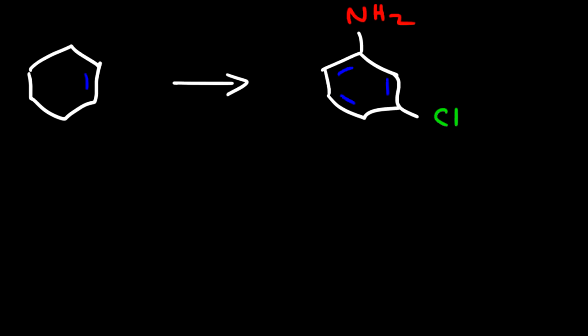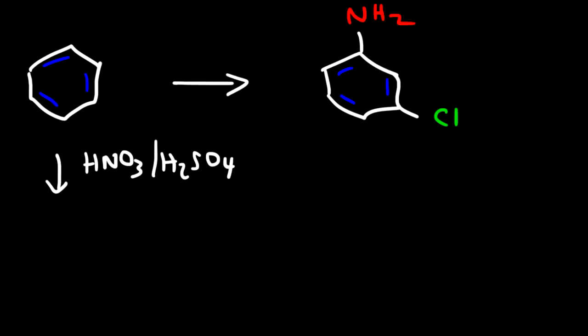So the first thing we need to realize is that the two substituents are meta with respect to each other. And chlorine is an ortho-para director, and NH2 is an ortho-para director. So therefore, we need some intermediate that's meta-directed. In order to make the NH2 group, we need to make the NO2 group first. And that's a meta-director. So that should be the first reaction that we should be dealing with.